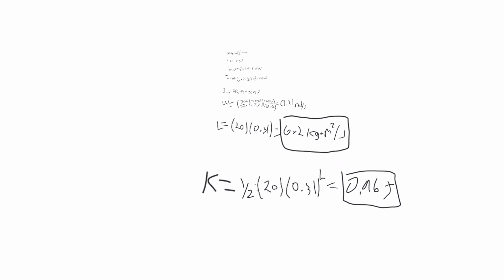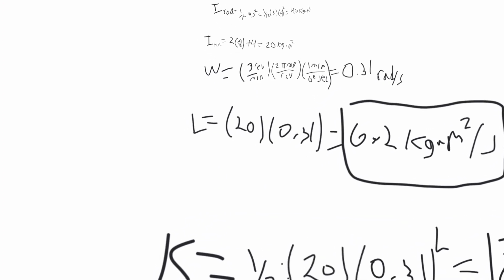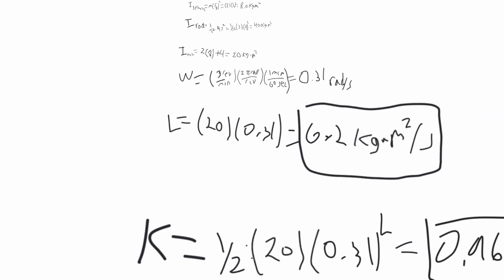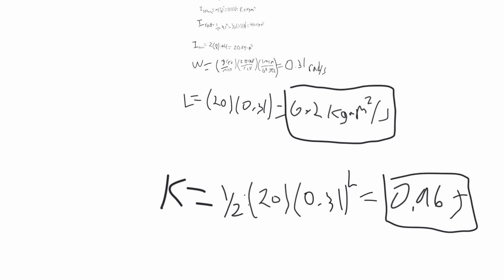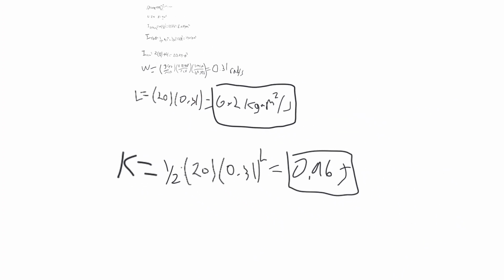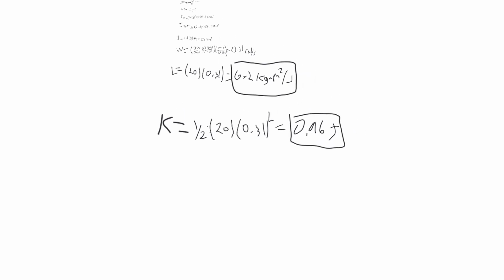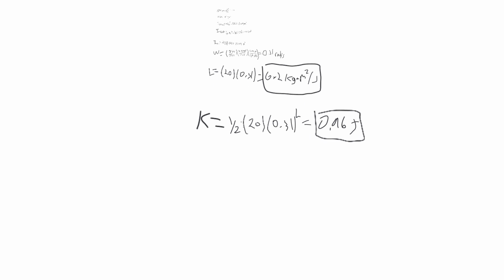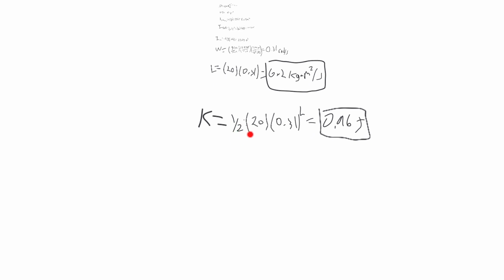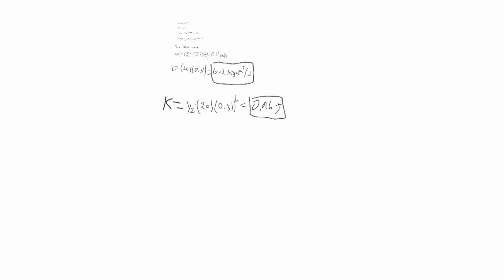Now angular momentum is very straightforward. The 20 that we got from the total moment of inertia, times the 0.31 rad per second, which we just found, we get 6.2 kilograms meter squared per second. That's going to be the angular momentum. And the kinetic energy is the same. Basically use the same numbers, except that you square the angular velocity and multiply by half. That's the only difference here. So half times the 20, the moment of inertia, times 0.31 squared, and that equals 0.96 joules, and that's it.